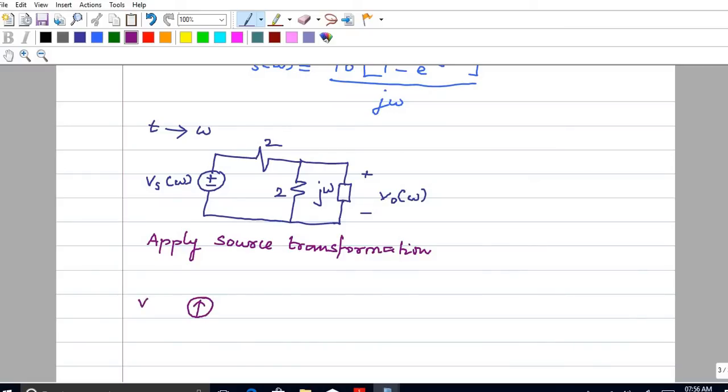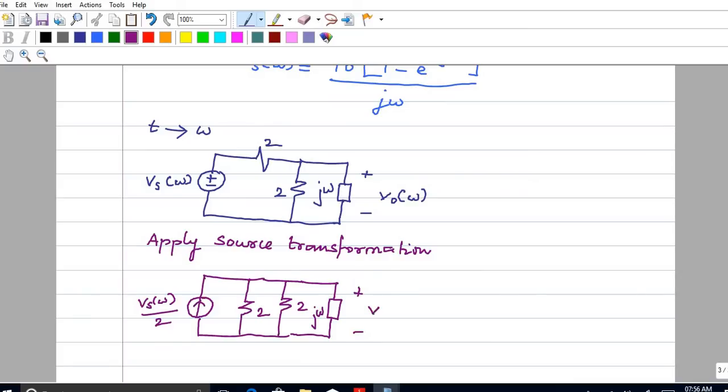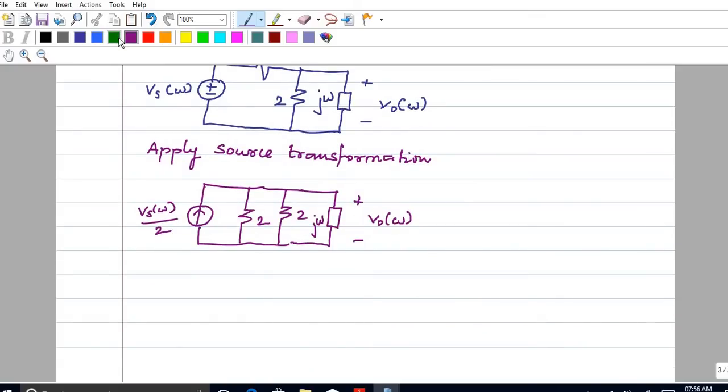The corresponding value is Vs of omega divided by the impedance, which is 2 here. And the impedance becomes parallel to this current source. Already there is a 2 ohm resistor. Then we have an inductor j omega, then V naught of omega. You can notice these two resistors are in parallel. So if you find out the equivalent impedance, it is just 1. So we have the circuit like this.